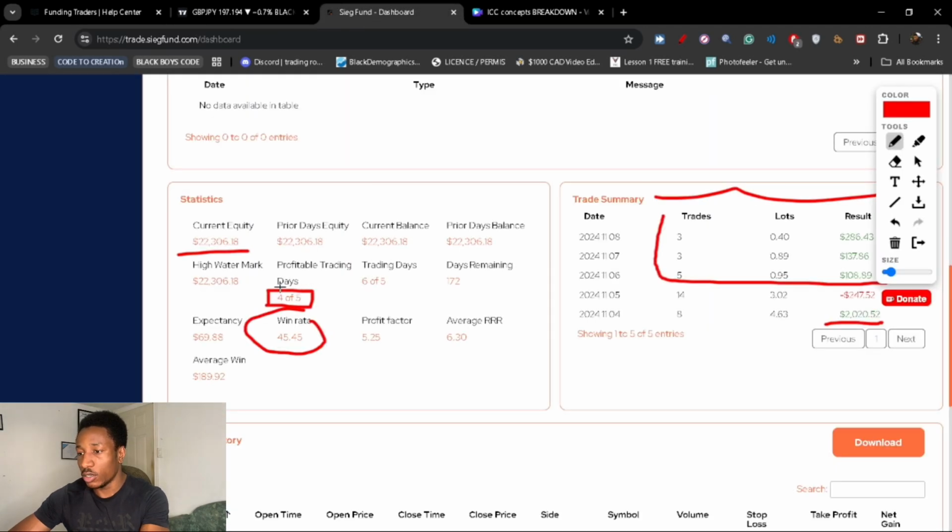So right now, guys, with my SIG fund, I still have to hit one more day of profitability. But guys, I still have a good buffer. So I have $300 of buffer, right? So what I'm going to do is just risk $50 per trade and then easily catch a 1 to 2 risk reward. And then hit that target.